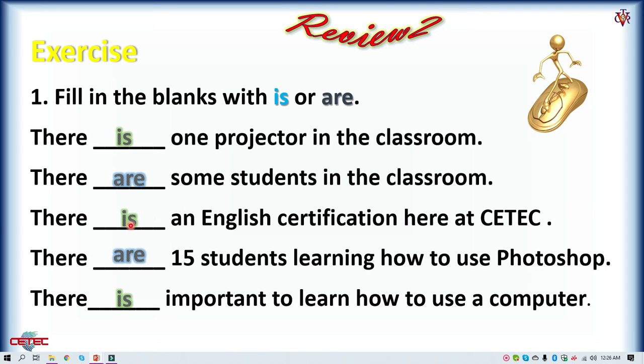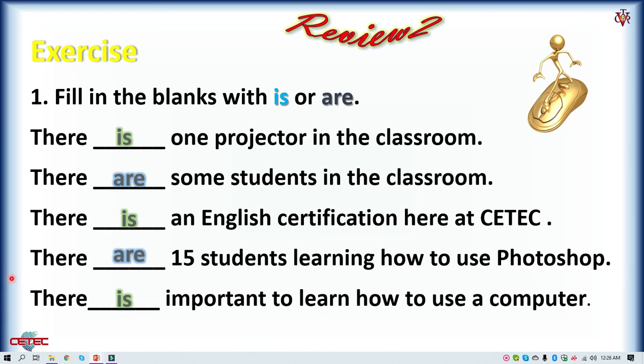Here they use the word is and English certification as a complement. There are 15 students learning how to use Photoshop. Here it's a number, and here the sentence is in plural, students. There is important to learn how to use a computer. The word is in singular, is important to learn how to use a computer.